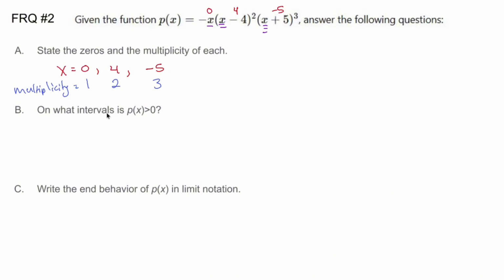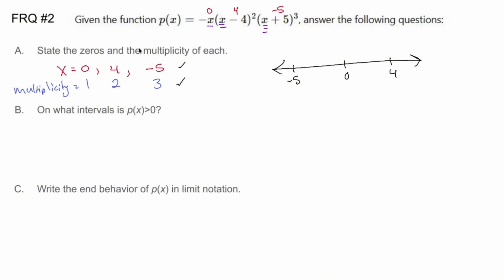B wants us to find out where P of x is positive. So this is what I need to do. I'm going to draw myself a simple sign graph. I'm going to mark my zeros, which were negative 5, 0, and 4. I need to find out what my zeros are. Check. I need to find out what the multiplicity is. Check. But what I also need to do is find out the behavior of the graph.